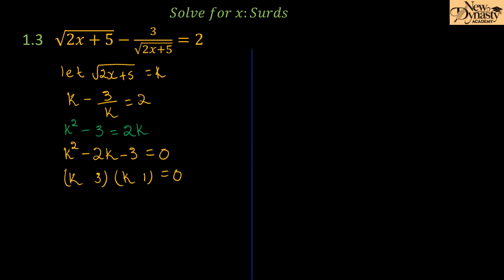So where do you put a positive and where do you put the negative? It depends on the sign of the middle term. So our middle term is negative 2k, so the sign is negative. So if the sign is negative, it means the bigger factor between 3 and 1 must be negative. So you're going to have negative 3 and a positive 1. Therefore, as you know the rule, your k minus 3 equals 0, or k plus 1 equals 0.